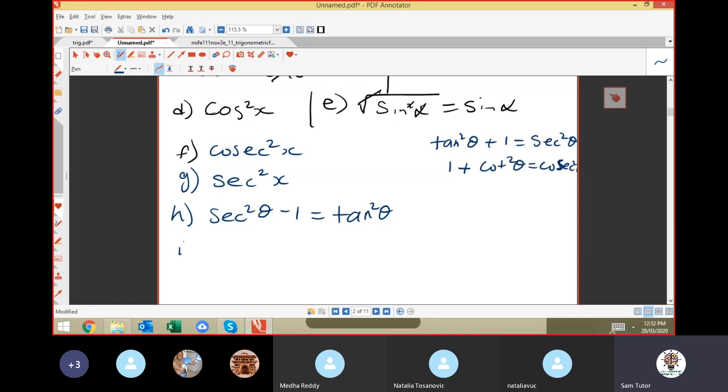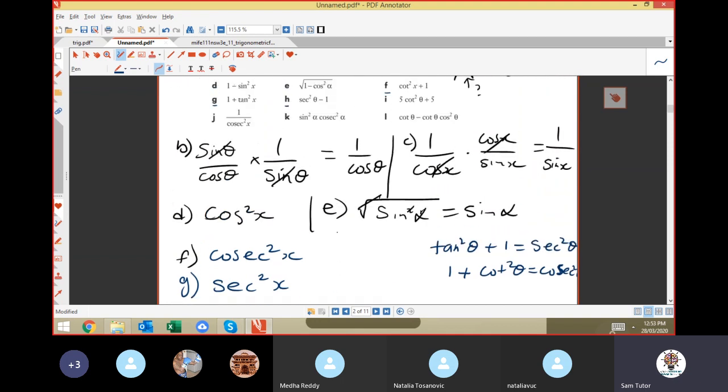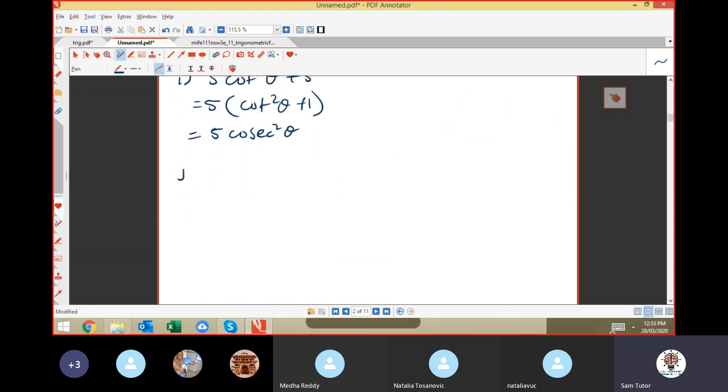Okay, I says 5 cot squared theta plus 5. What are you going to do with the 5? You would probably factorize it out. And then again, what does cot squared theta plus 1 equal to? That just becomes cosec squared. So your answer is 5 cosec squared theta. J, K, and L. All right, let's try them again.